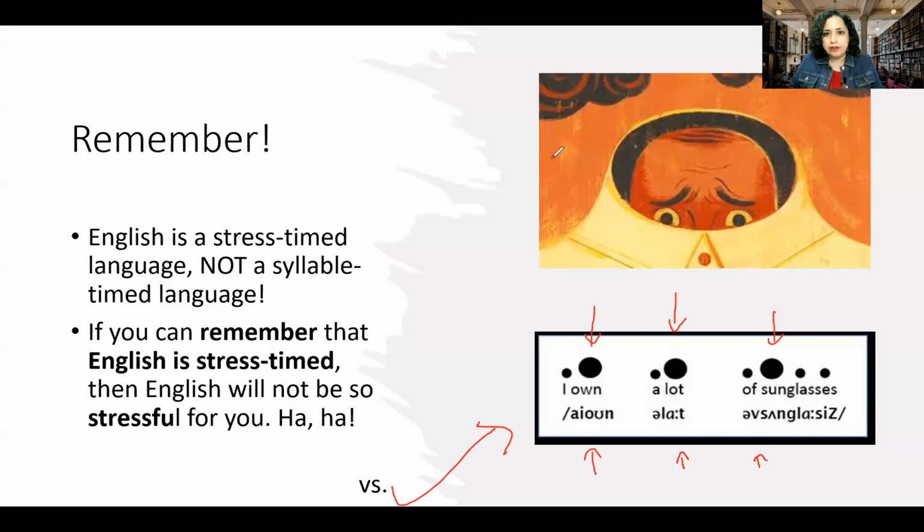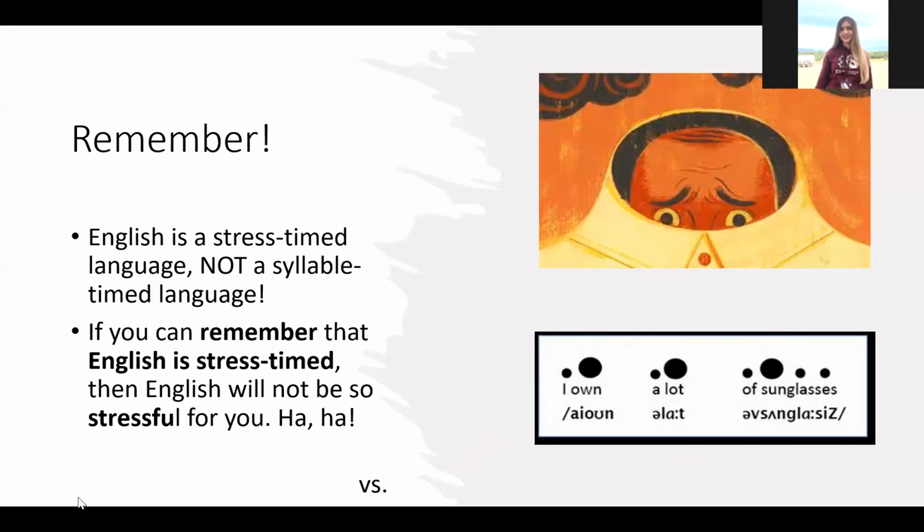If you take a look here, we didn't stress I, a, or of. We stressed those little words that are just one syllable, but we didn't stress this part. How do we know where we're supposed to stress the words so that we are pronouncing correctly? One thing that is so helpful is hearing, or listening.